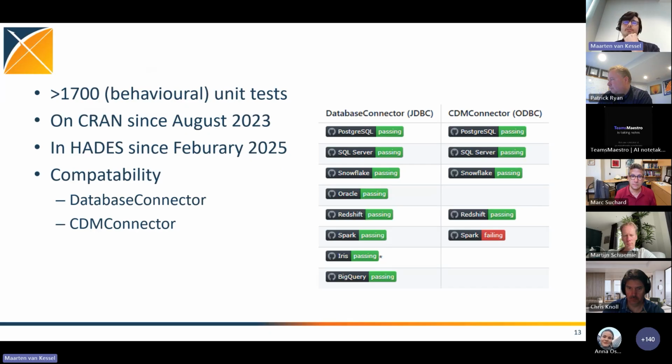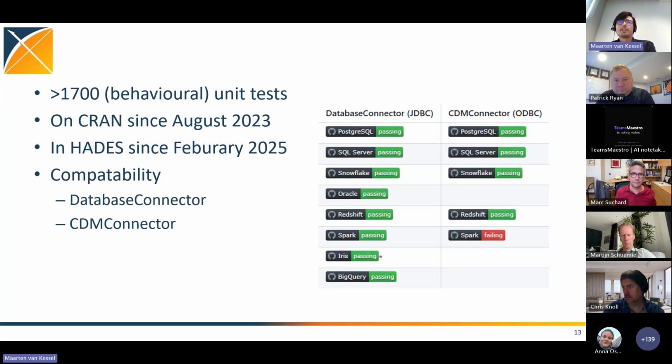So I've introduced over 1,700 unit tests. So these are also behavioral tests. So this can be, here's a fictitious patient with some arbitrary pathways, for which we have a specific expected output. Run the entire package, or run the entire analysis for this patient, and then we expect a certain pathway. Treatment patterns is also available on CRAN since 2023.